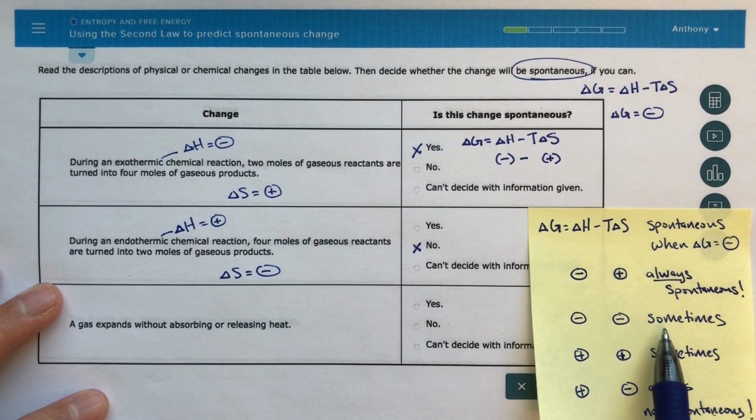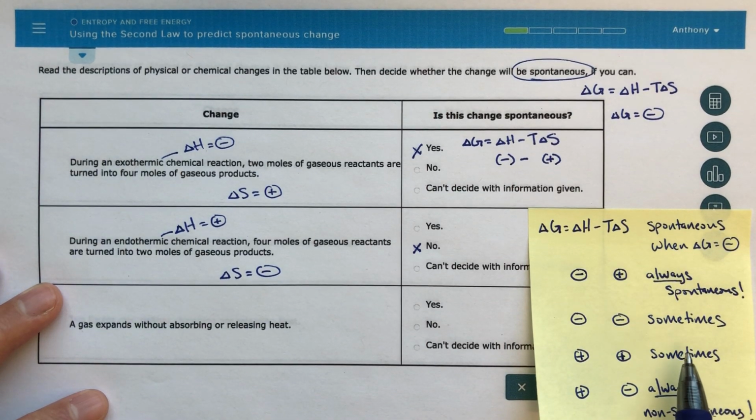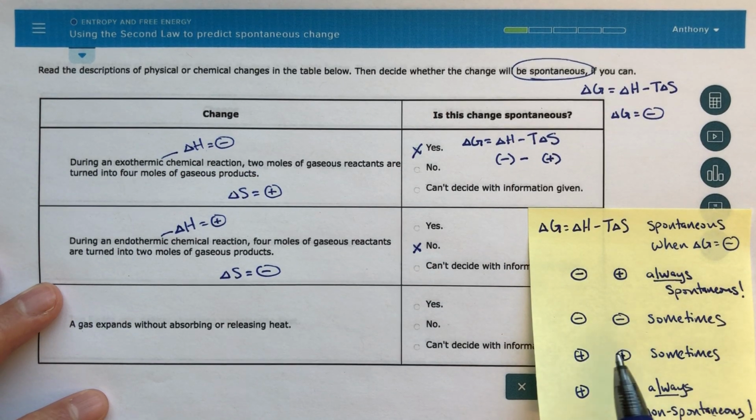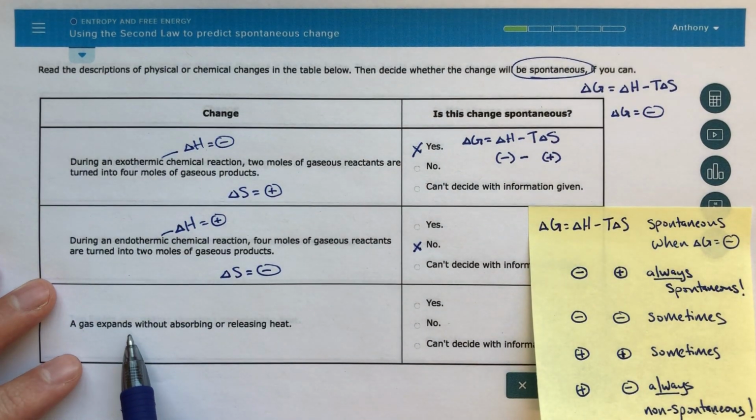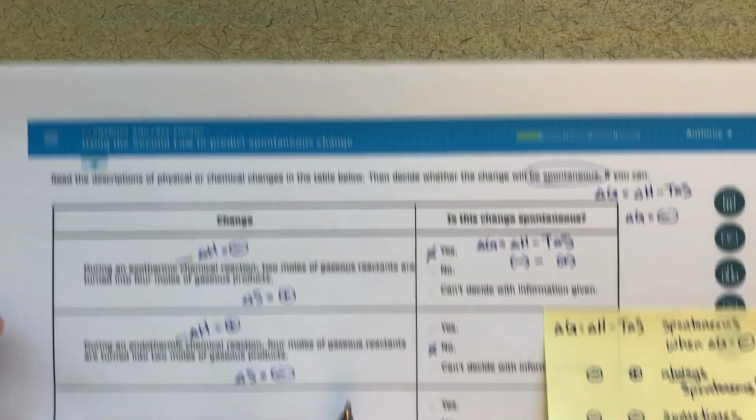And then if it's a sometimes, that's going to be based off of the temperature. So if we end up with one of these sometimes examples, then we're going to choose can't decide. Okay, a gas expands without absorbing or releasing heat.